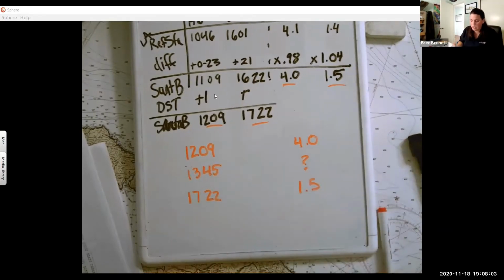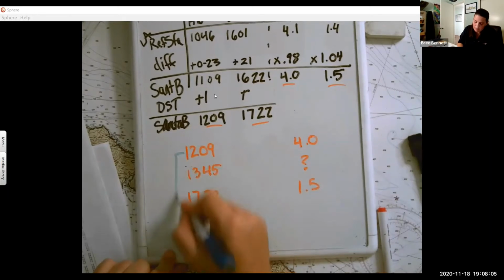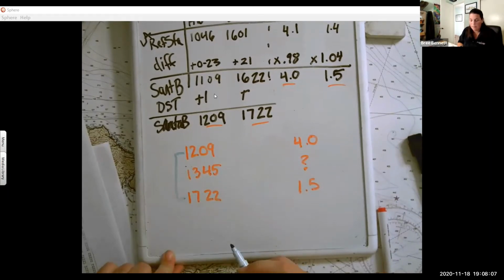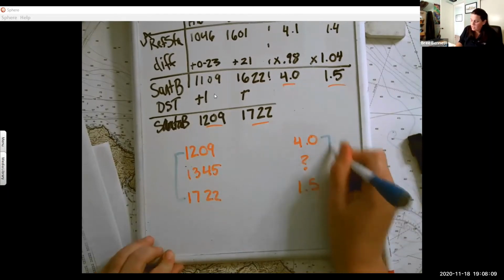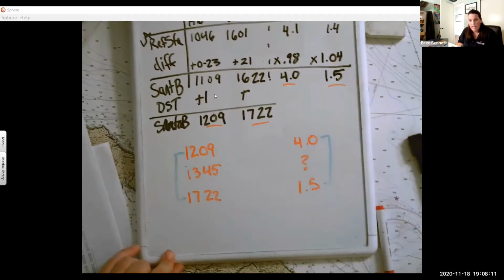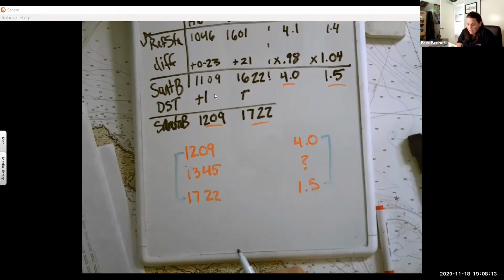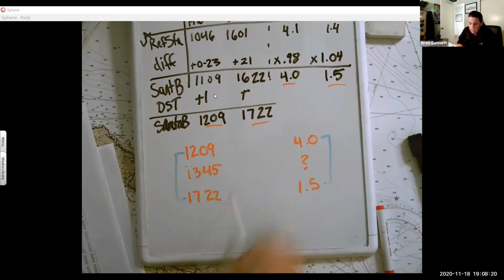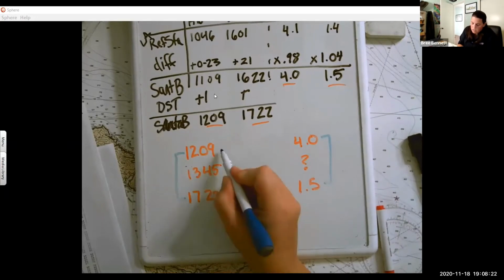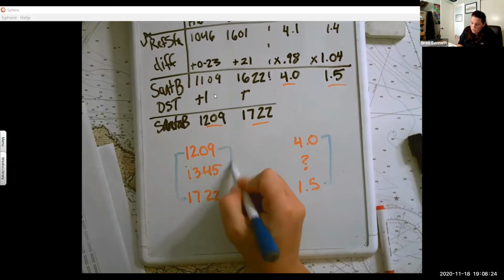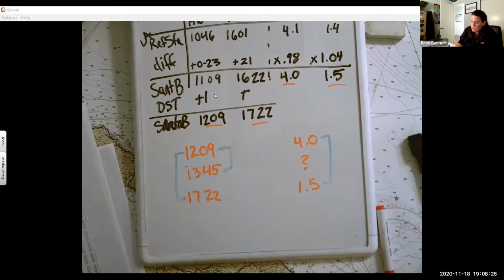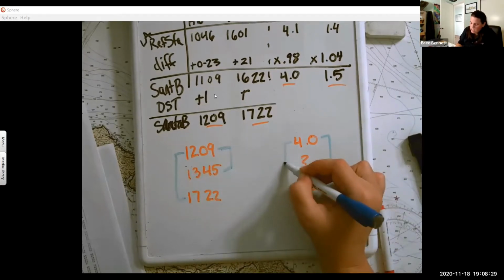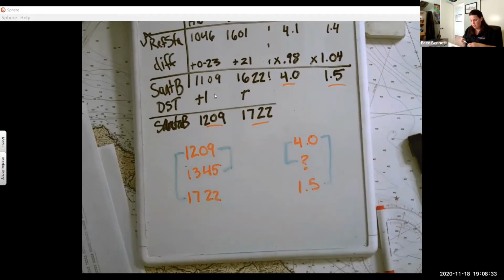Back to here. So we need a duration. That's going to be the big one on this side. Range is going to be the big one on this side. And then we need time to the nearest. So is my 1345 nearest to 1209 or 1722? This one's pretty easy, 1209. So that means I'll be applying my correction to that high tide.